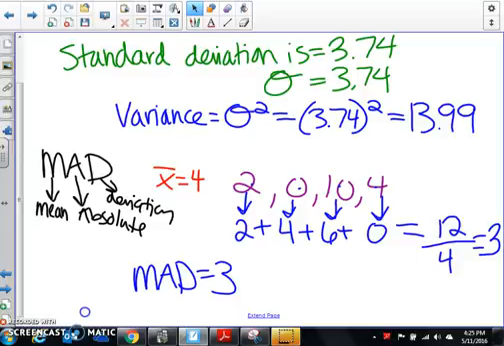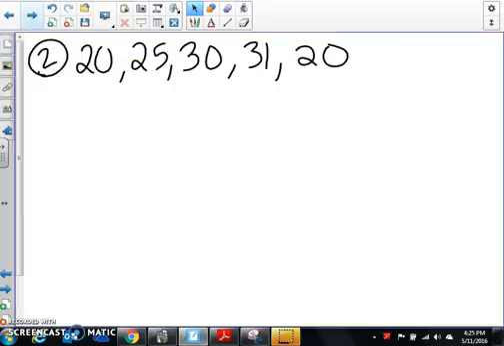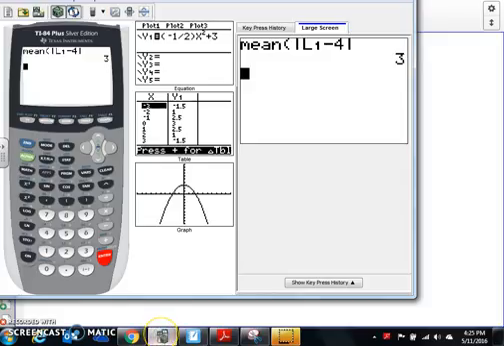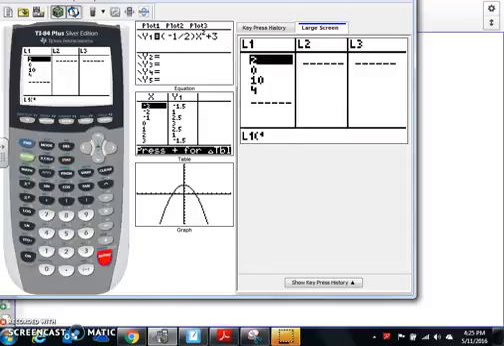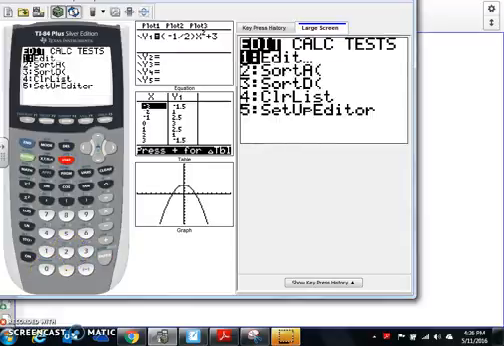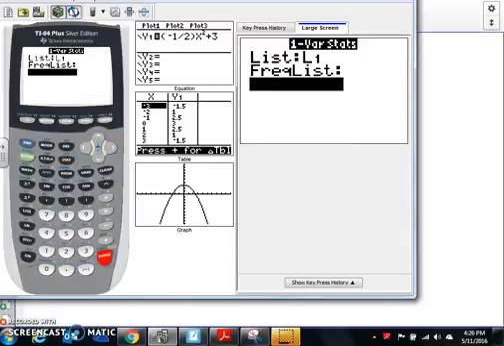Okay, let's do the next one. All right, so the first thing we're going to do is put these all into our list. So go to your calculator, stat, edit, oops, clear. Okay, so 20, 25, 30, 31, and 20. Okay, go back to stat. We're going to calculate one variable statistics.